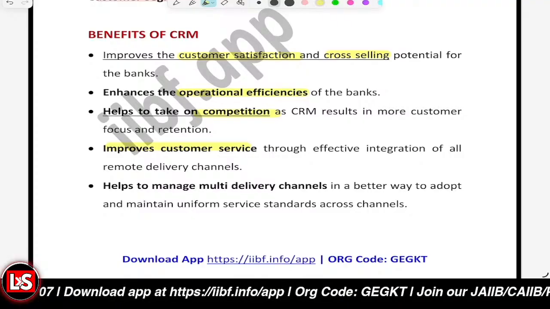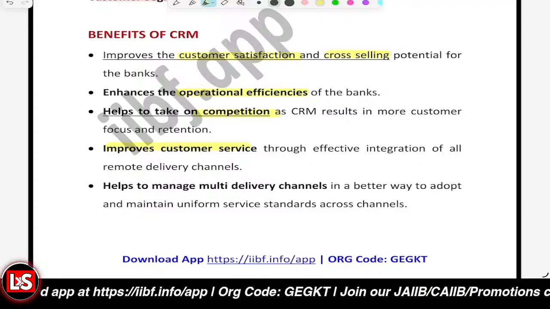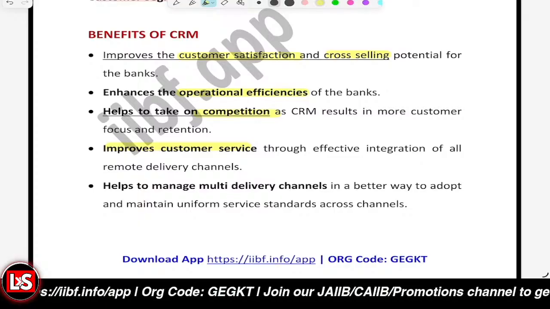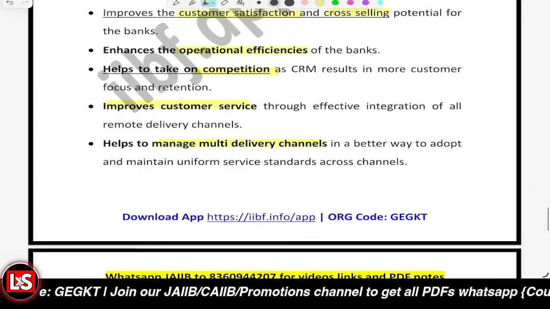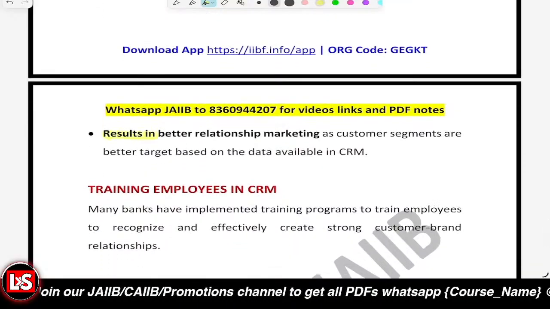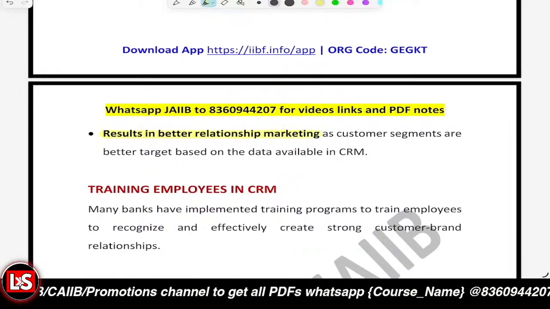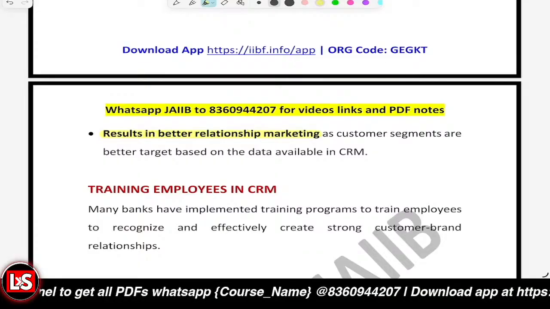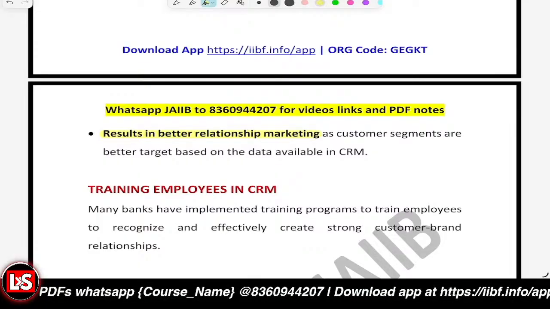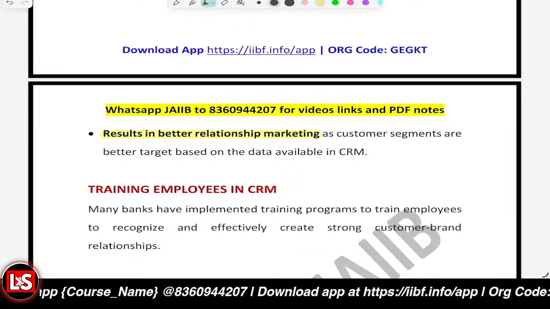Effective relationship management can be done, right? And at the same time, customer retention is increased, so you can manage multiple delivery channels. The customer retention is overall increased because you have a much better, stronger relationship with the customer, which will definitely improve the loyalty, and that will reduce the customer attrition, right?